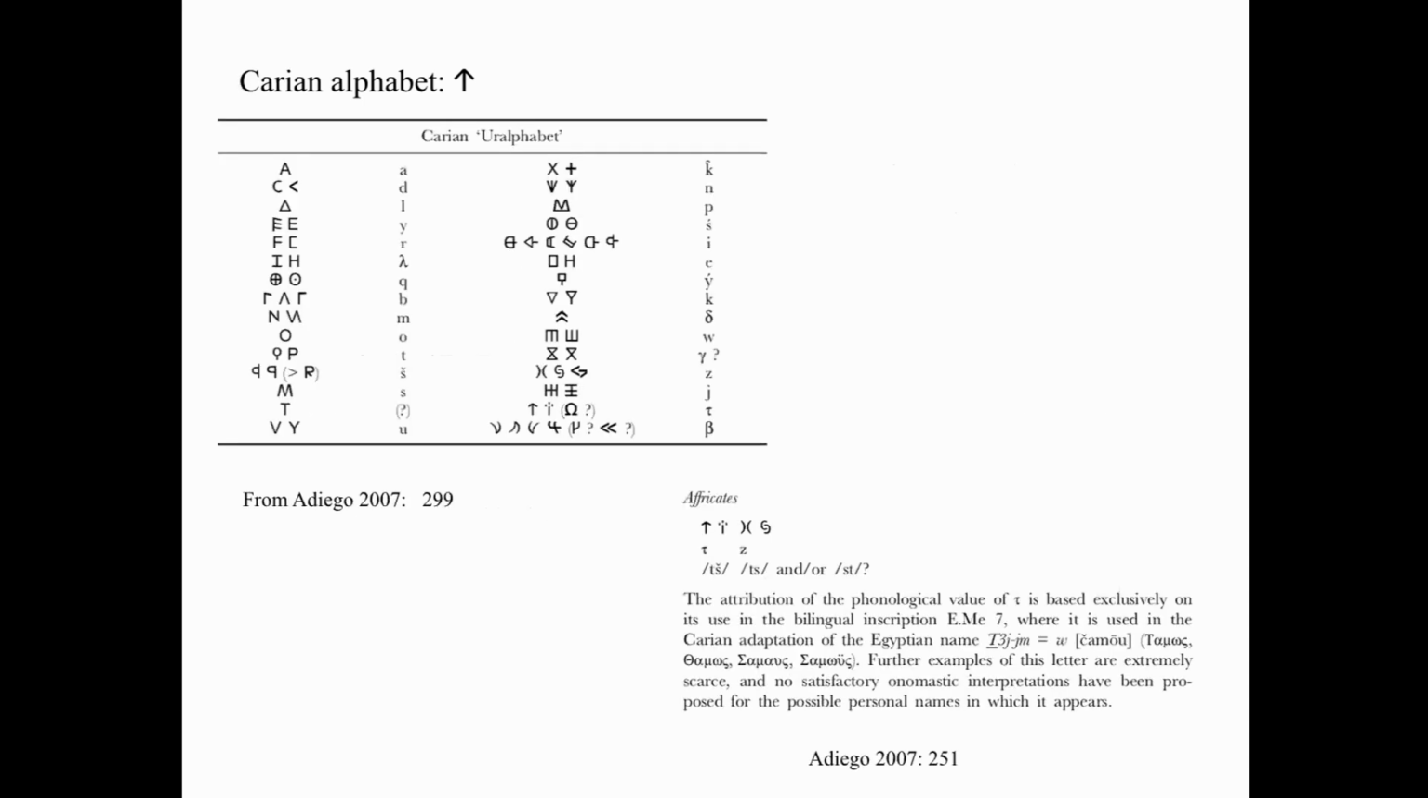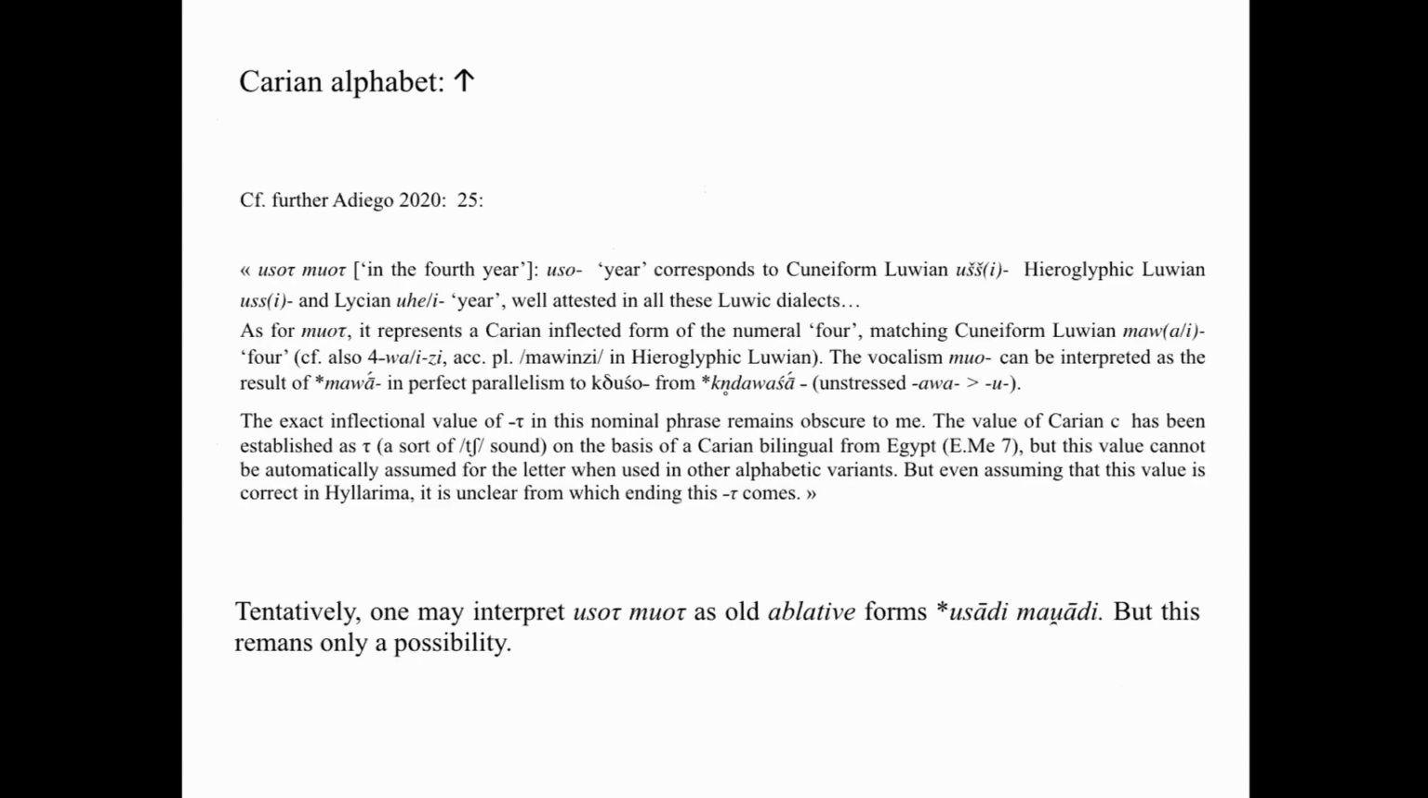Then again, in the Carian alphabet, we do have the same letter, or I would say the sign of the same shape. And again, it was suggested that it might stand for an affricate. So the evidence is again not very rich, but still stronger because we do have in a bilingual case, in Egyptian, something like cha. So it might be a palatal affricate. And in fact, it would be quite possible also from the point of view of historical Anatolian phonology.